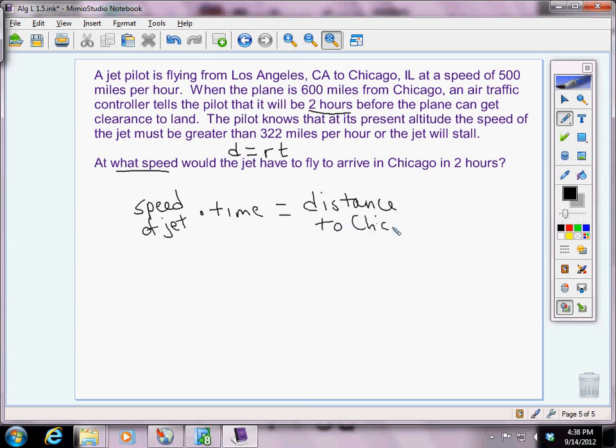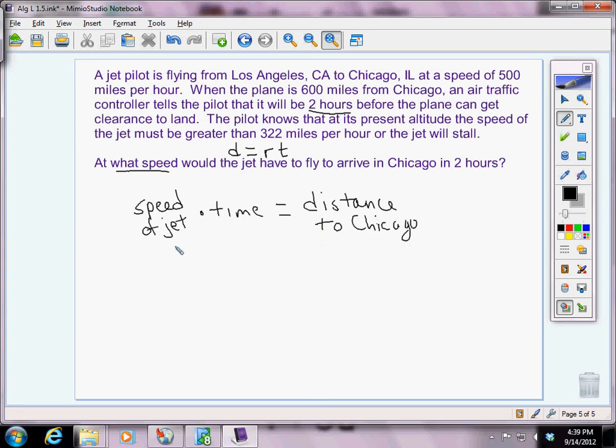Now I know that might be kind of hard to see. That's why we'll spend some time in class writing these models and everything. But I just want you to be aware that we can take the speed of our jet times however long it flies, and that's what our distance is going to be. Okay? So we kind of have a verbal model here. Now let's start labeling things.